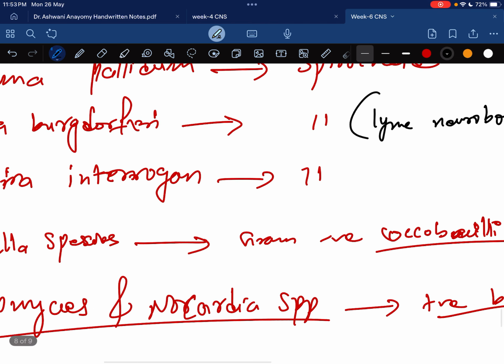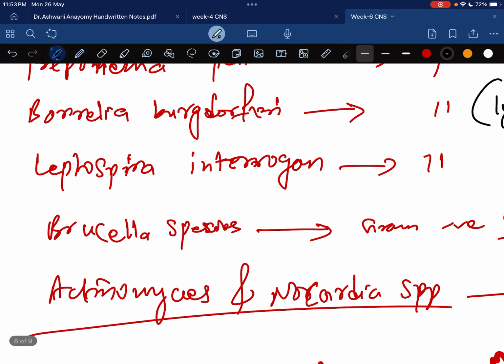Regarding Leptospira interrogans, it is a biphasic illness: initially there is a septicemic phase, followed by the meningitic phase. For diagnosis, the microscopic agglutination test (MAT) is done, and also PCR. It is similar to viral meningitis, but culture and PCR confirm leptospira.